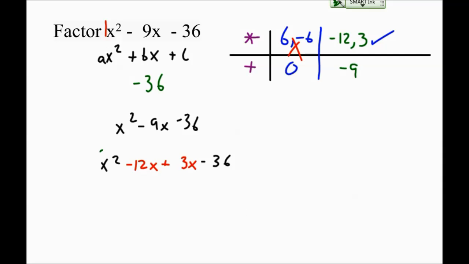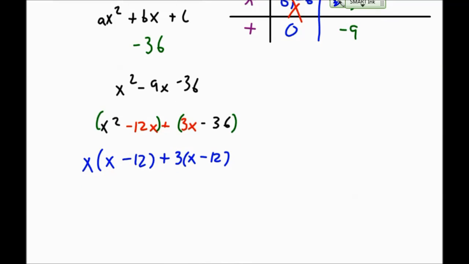Now what I'm going to do is group this into two binomials. And with those binomials, I'm going to factor out the greatest common factor of each. Here I have an x squared. Here I have a negative 12x. Well, my coefficients, I can't take anything out of that, but I can take out an x. So I'm going to take out x, and I'm left with x minus 12 plus. Here I'm going to factor out a 3, because I have a 3 here. 3 divides negative 36, so I get 3 times x minus 12.